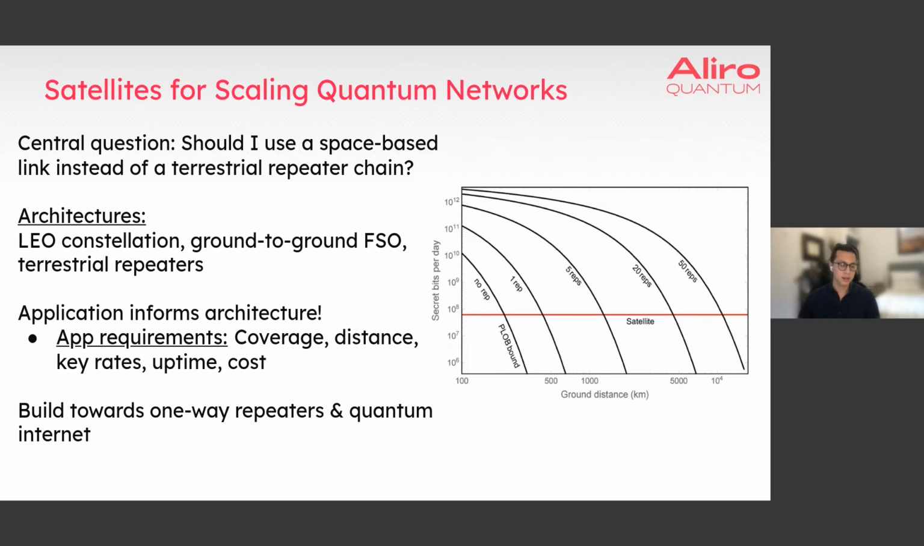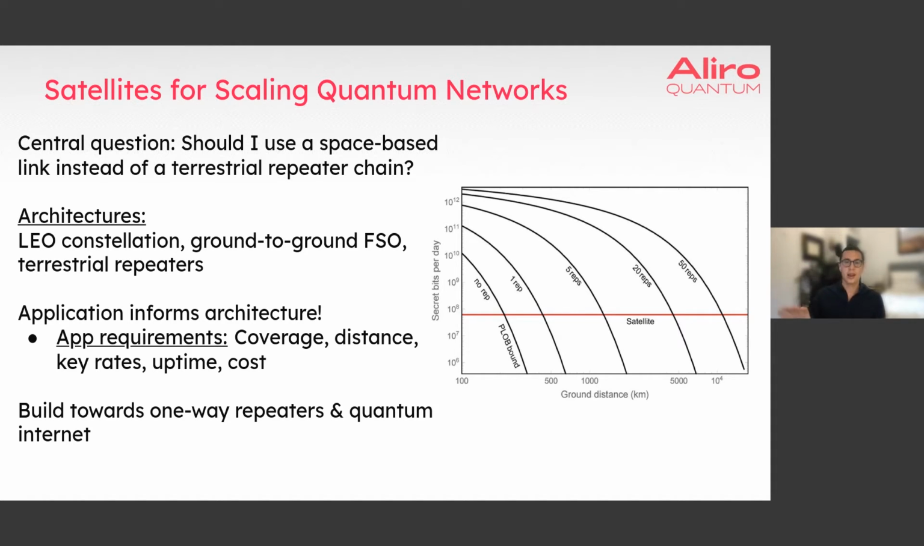Okay, so let's talk a little bit about architectures for scaling quantum networks using satellites. I think the central question that really simplifies it is: I have two ground stations I want to connect with quantum entanglement. They're very far apart. Should I use a space-based link using satellites? Or should I use a terrestrial repeater chain, just using fiber in the ground?